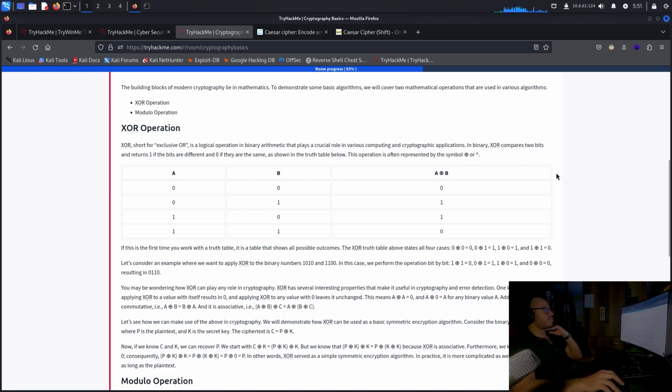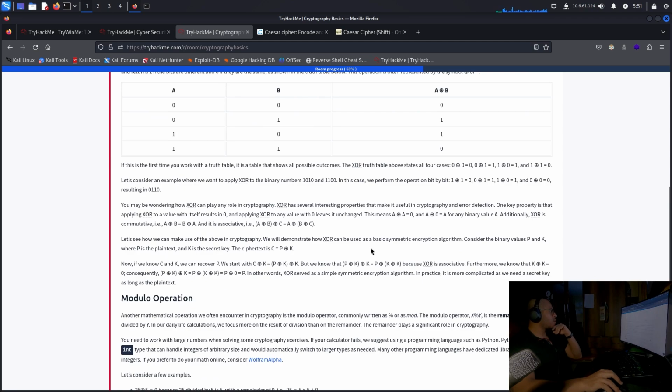In binary, XOR compares two bits and returns one if the bits are different and zero if they are the same. As shown in the truth table below, this operation is often represented by this symbol or this other symbol. Okay, 0 0 0, 0 1 1, 1 0 1. If this is the first time you work with a truth table, it is a table that shows all possible outcomes. The XOR truth table above states all 4 cases.